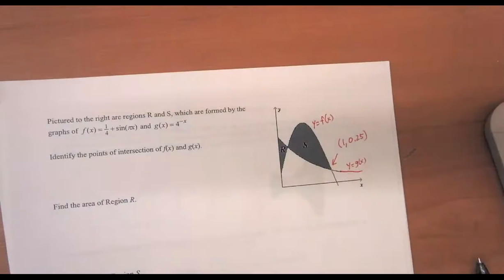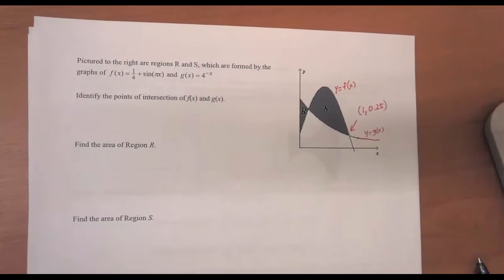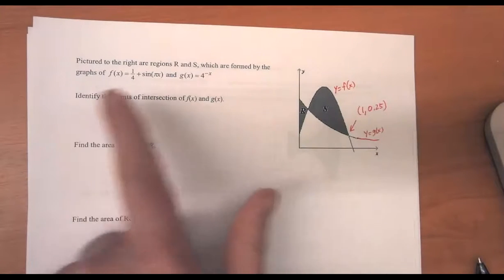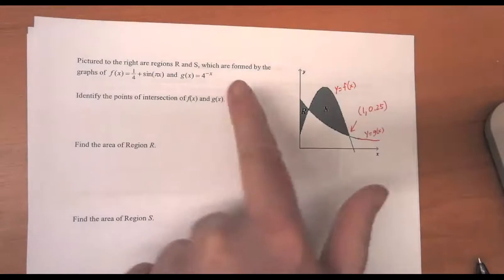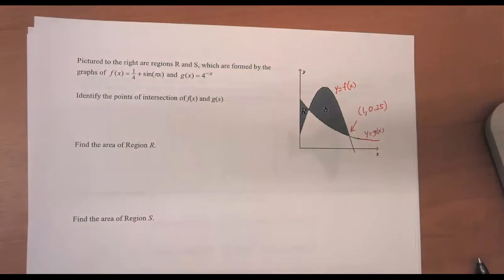In this video, we're going to go over the problem on page 638 in your workbook. Let's take a quick look at it before I turn you loose on it. So here's the problem. We've got regions R and S, which are formed by the graphs of f of x and g of x. I've got them labeled here.